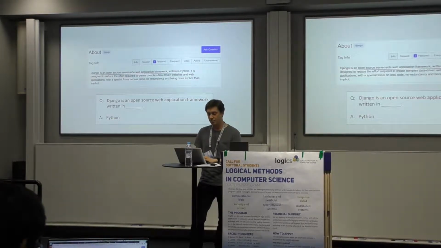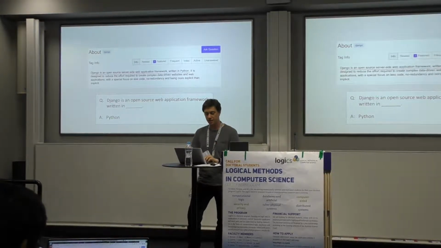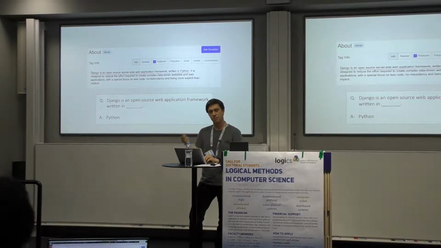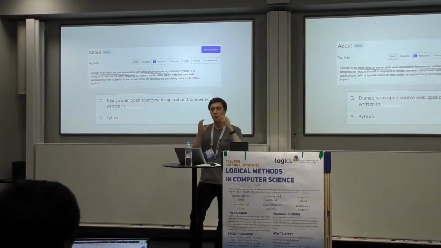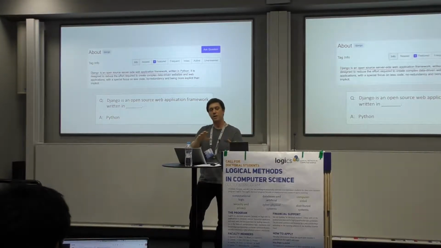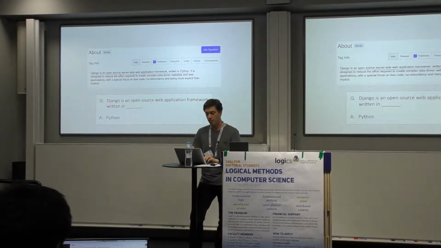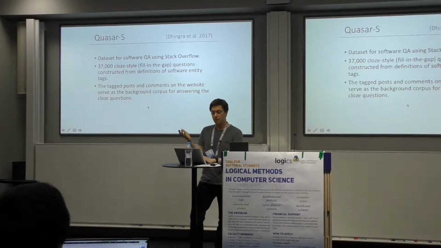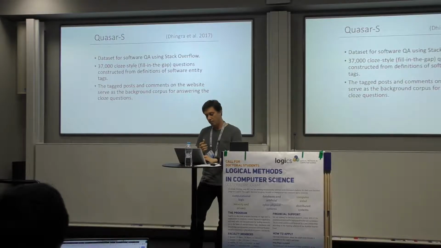And I should say that this sort of fill-in-the-blank question answering is viewed as a first step in question answering tasks. Ultimately, we want to answer general questions. But this is viewed as a first step, and there's been some recent work showing that if you have a model that can do this, there's some hope that you can transfer that learning to general question answering. So the tagged posts and comments on Stack Overflow serve as the background corpus, where we want to answer the questions using that knowledge.